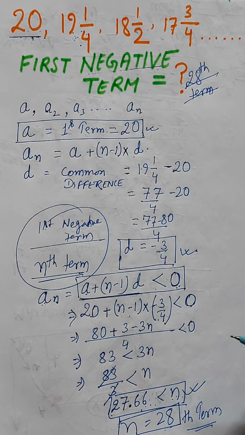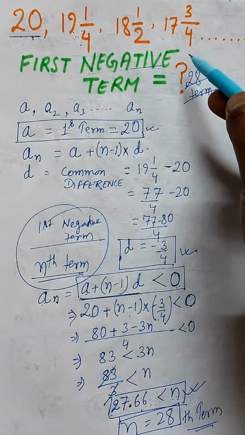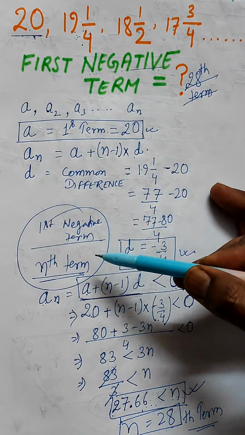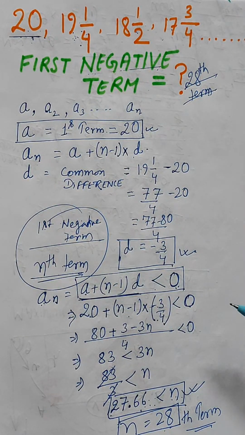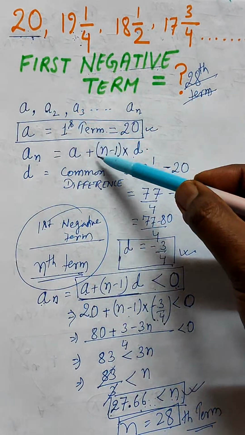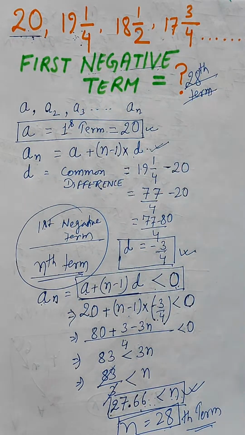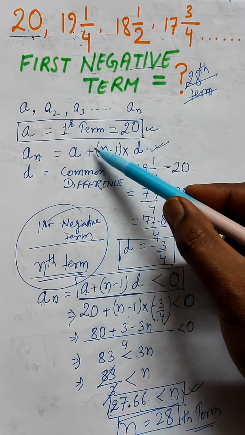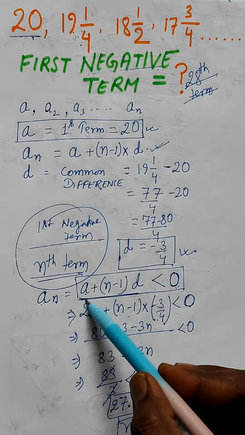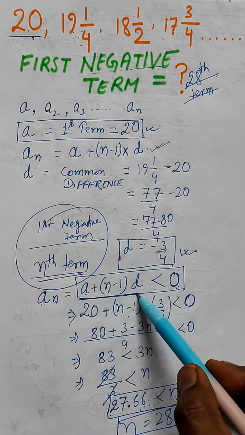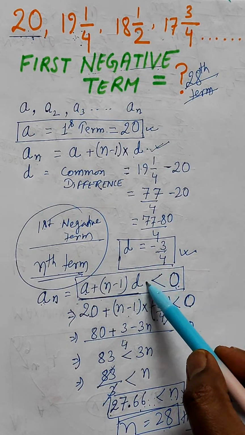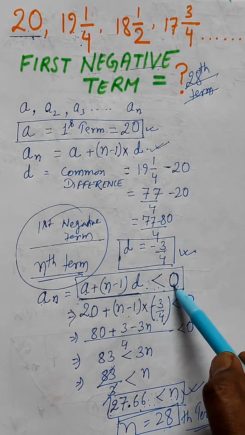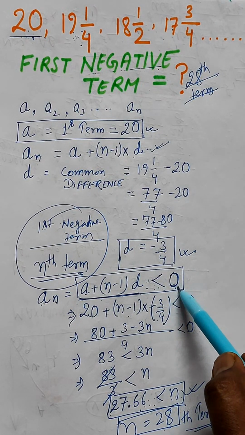In this question, what we did, there is an AP given. We need to find the first negative term of this AP. We considered the nth term is negative, and the nth term formula of any AP is A plus n minus 1 into D. So here we equated it and formed an inequality, which will be less than 0, because any negative number should always be less than 0, right?